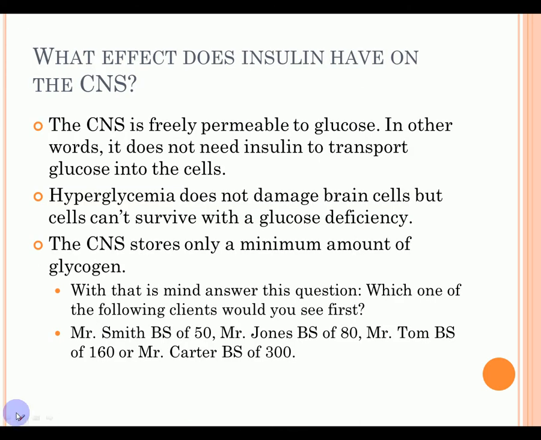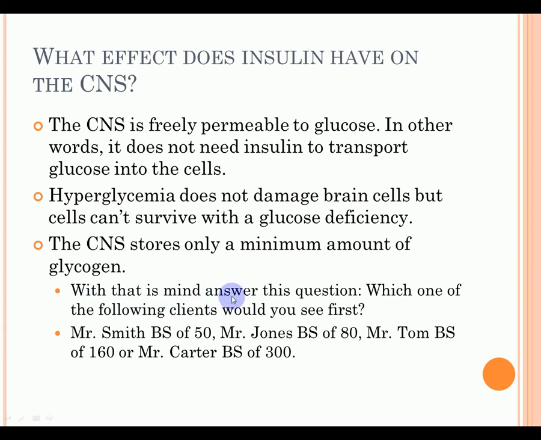So what effect does insulin have on the central nervous system? The central nervous system we know is permeable to glucose. In other words, it does not need insulin to transport glucose into the cells. Hyperglycemia does not damage brain cells. Very important to remember. But cells cannot survive with a glucose deficiency. Thus, the central nervous system stores only a minimal amount of glycogen. If you remember, that's the stored form of glucose. This is important to remember. Very important statement I'm saying here because it helps with answering this question then.